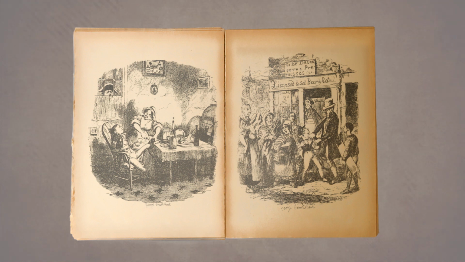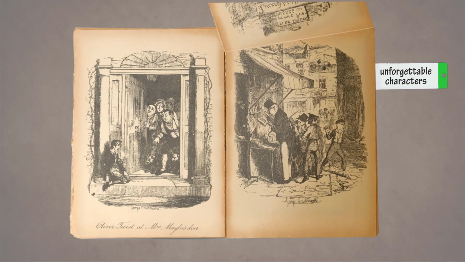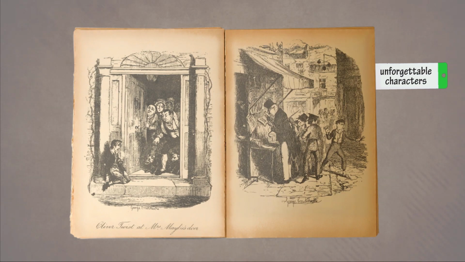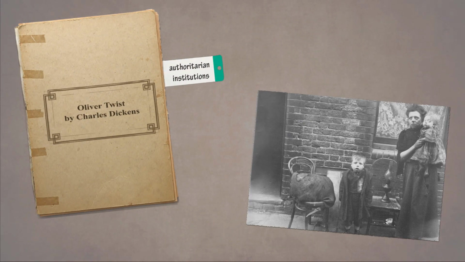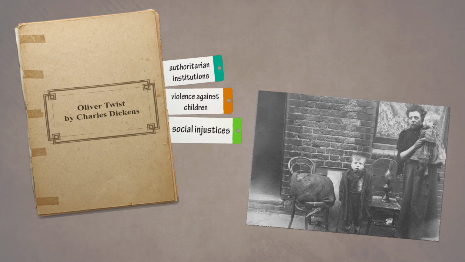old villain Fagin. The novel portrays some unforgettable characters of English literature: the evil Fagin, Sikes the murderer, Nancy the prostitute, and superbly describes the struggle for survival of the young Oliver and the other characters. The authoritarian nature of the English institutions, violence against children, and social injustices in urban England are the social criticism at the base of the work of Dickens.